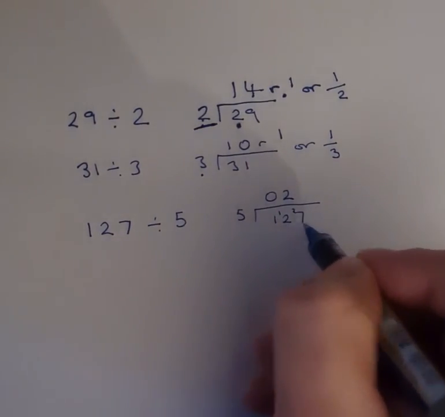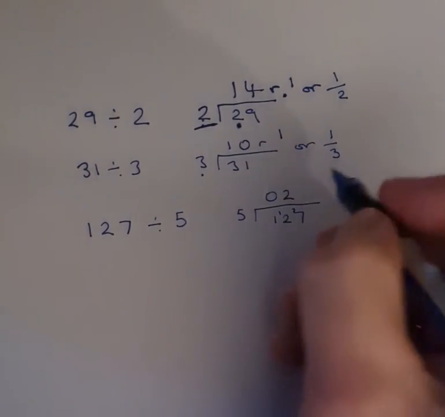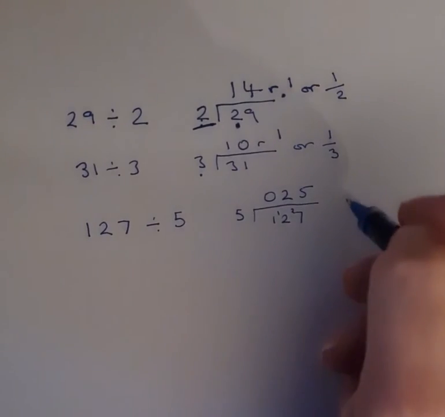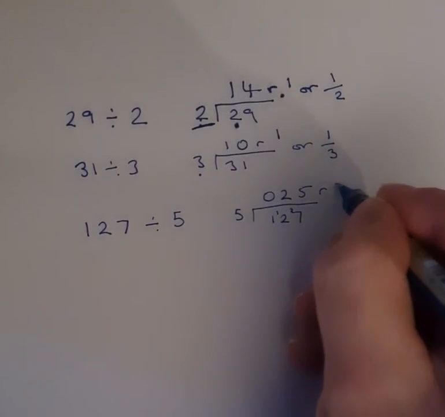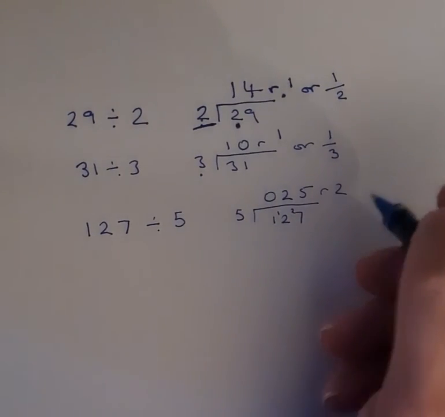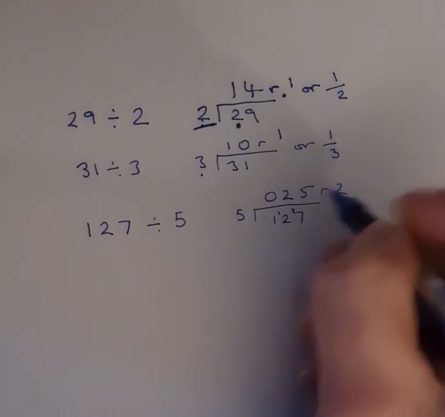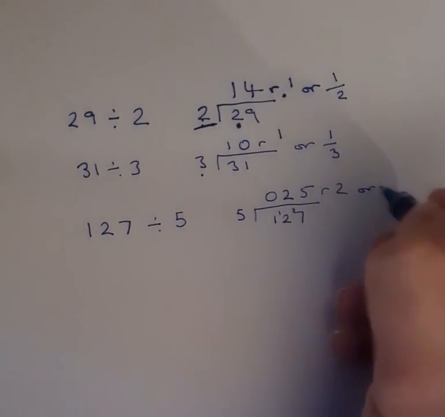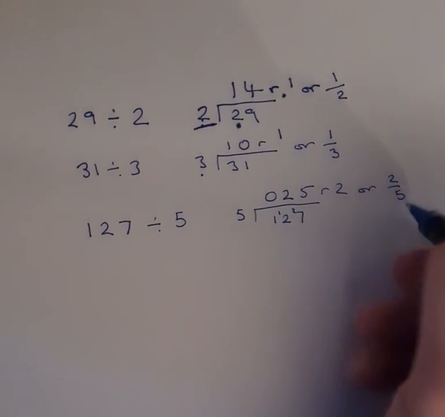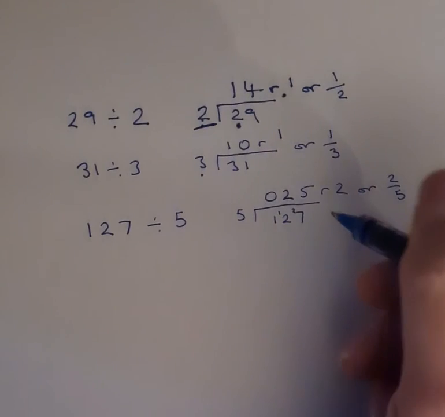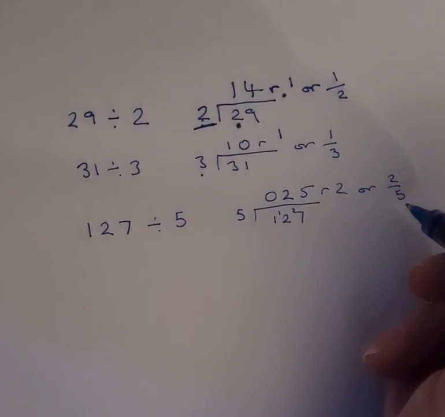Now I've got 5 into 27. Well, I know that 5 times 5 is 25, and I've got a remainder of 2 left over. So normally I would do that, but in this case, we're looking at what do we do with that remainder. Well, it is 2 out of the 5 that we're dividing by. So it's remainder 2, or 2/5, 2 over 5. So 127 divided by 5 is 25 and 2/5.